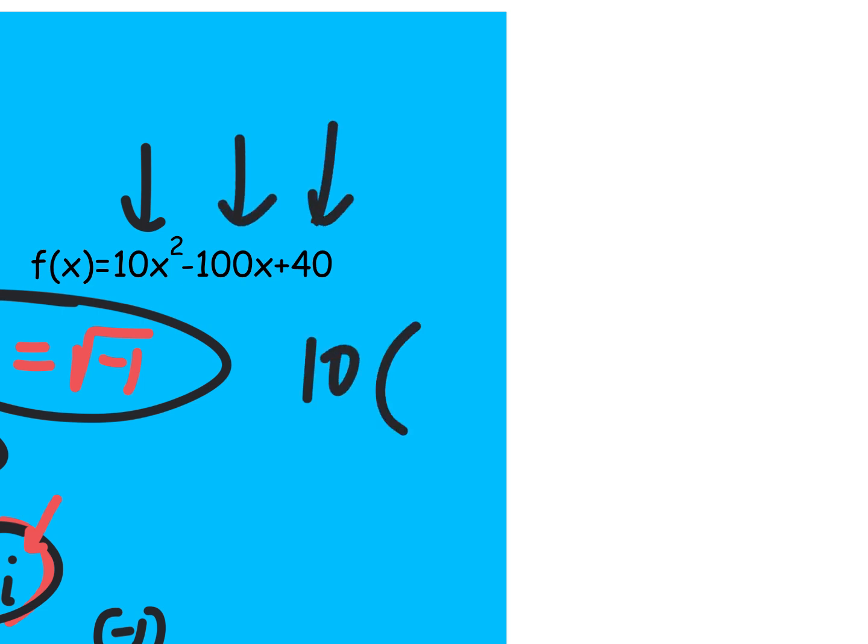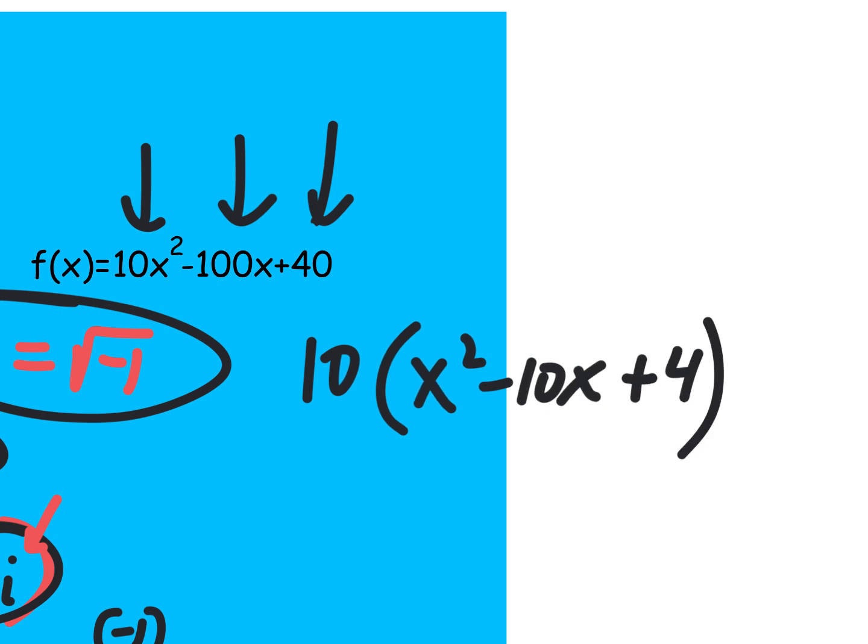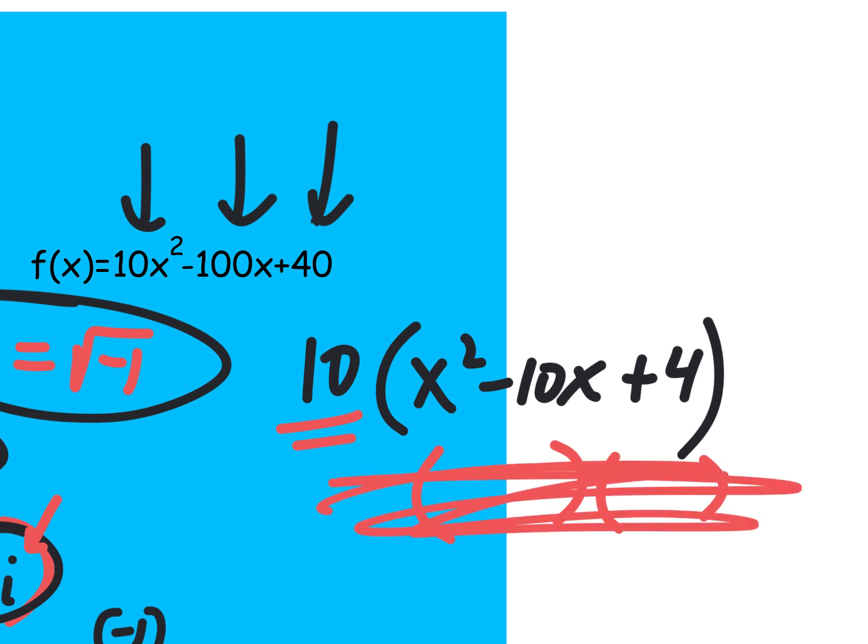10 came out. X squared minus 10x plus 4. And it probably factors again, but I told you, just factor out the GCF for today. For the test, you would definitely want to factor it further if you could. Actually, in this case, you can't. So, yay, we're done.